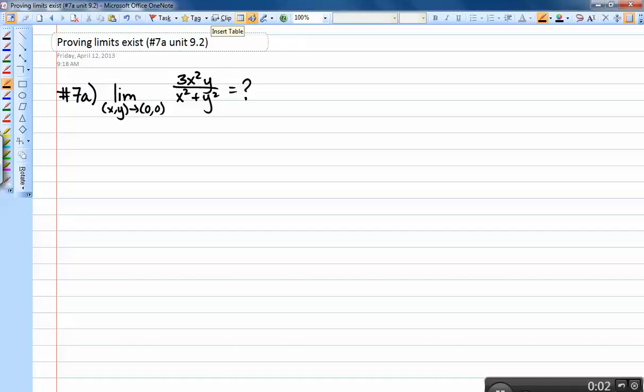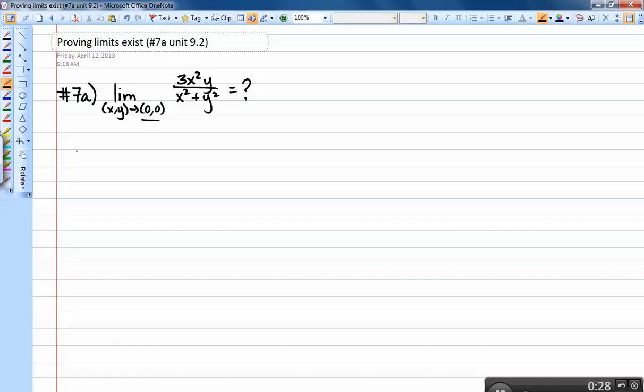Okay, so let's try 7A from Unit 9.2. This is what we did in class for those of you that weren't there. And so this limit actually does exist. And as I mentioned in class, that's harder to prove than showing that a limit doesn't exist in multivariable. So in order to figure out what it approaches, let's look at a few different paths that go to 0, 0.